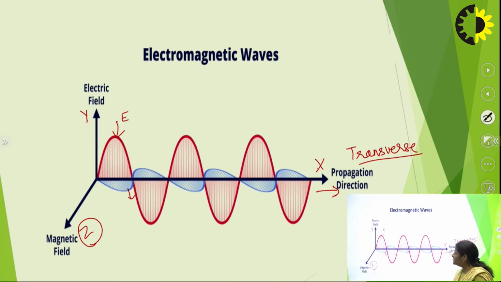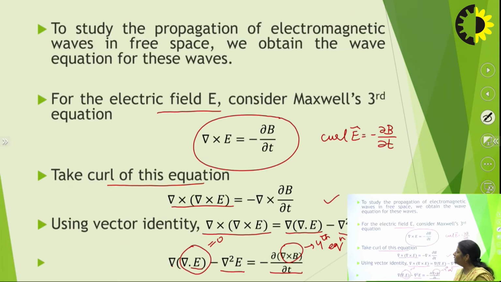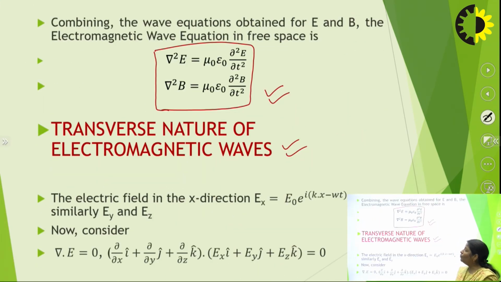But this is not sufficient. This type of thing is not sufficient to prove that these waves have transverse nature. All right. And also now we know about Maxwell's equations, so we can obtain this transverse nature by using Maxwell's equations. All right. So that is the same thing which we are going to do here.